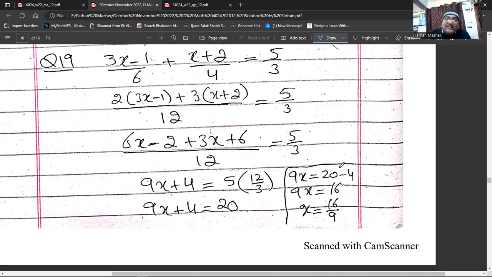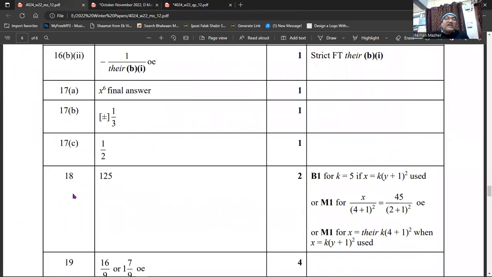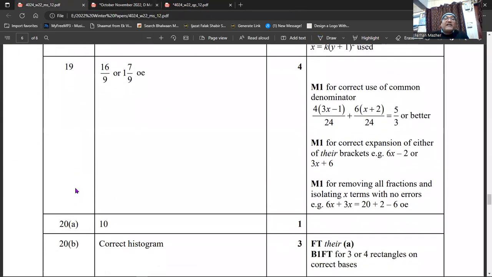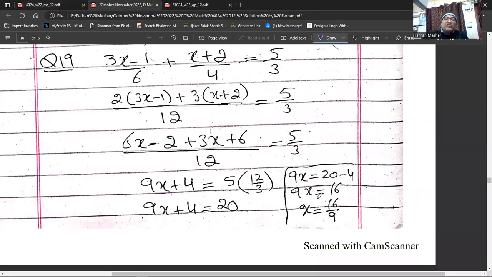So you will have 9x equals 20 minus 4. So 9x equals 16, and x equals 16 by 9, which can also be written as 1 whole 7 by 9. You can also write it as 1 and 7 by 9. You can leave it like this also.